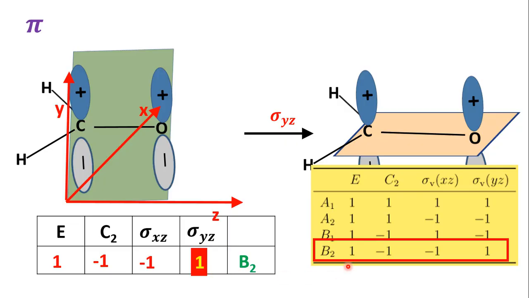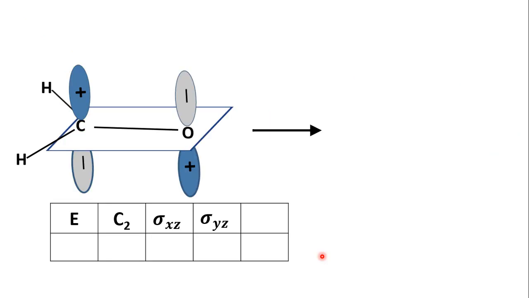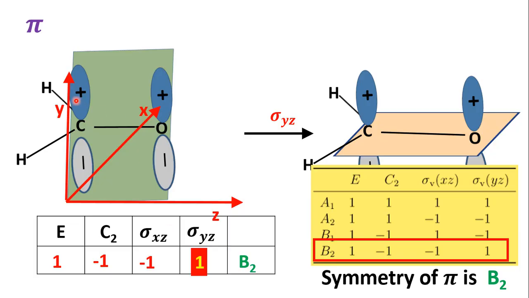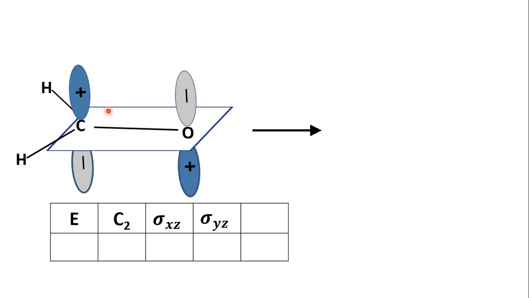Here also we get the sequence 1, -1, -1 and 1. This corresponds to B2. So the symmetry of the pi molecular orbital is B2. Here you find that both the lobes on the top are positive, both the lobes at the bottom are negative. When you come to pi star, this is plus, this is minus on the top. On the bottom, minus and plus. And this corresponds to pi star.